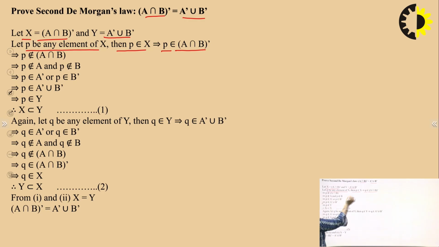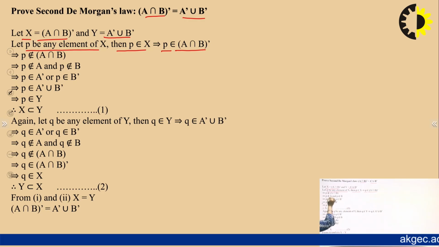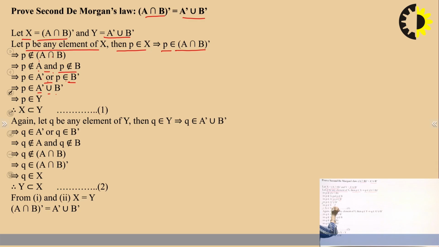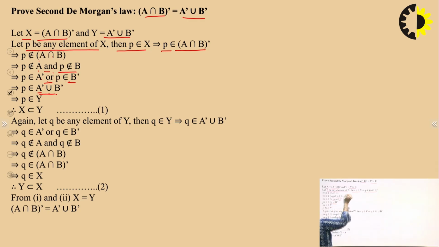Now, if it is a complement, that means P does not belong to A intersection B. If it does not belong to A intersection B, now we are opening it. P does not belong to A, and intersection is converted into and, P does not belong to B. Again, that means P belongs to A's complement, now and is converted into or, P belongs to B's complement. Now P belongs to, we are taking the common, A's complement union B's complement, which is equal to y. So x is a subset of y.